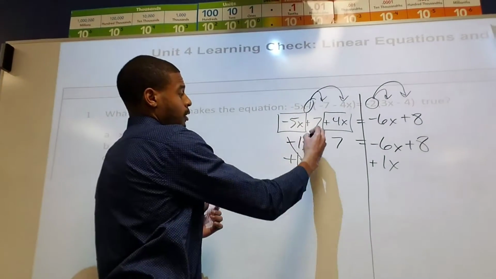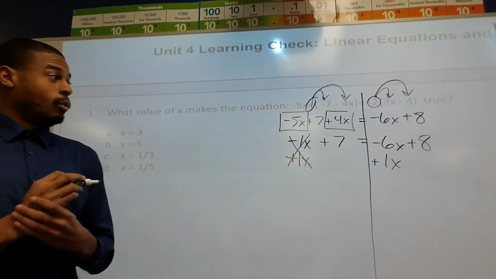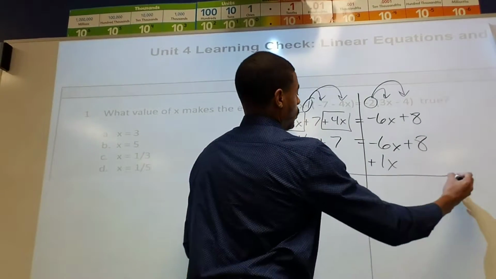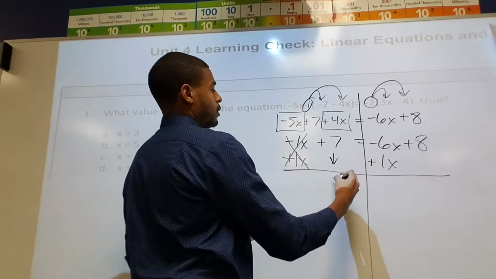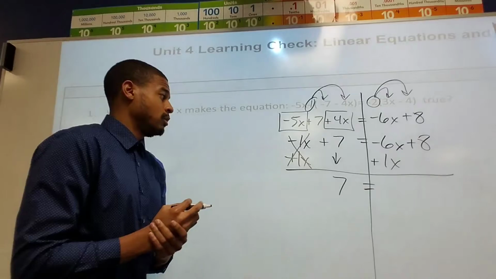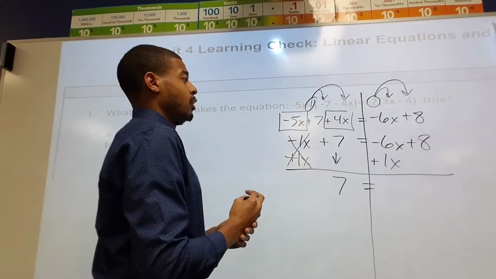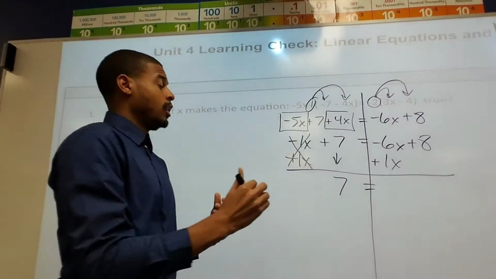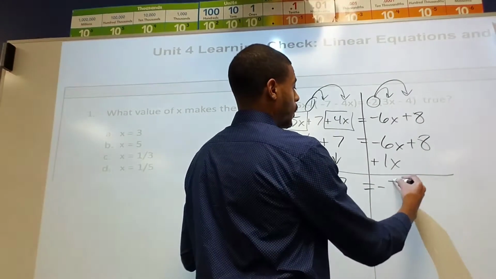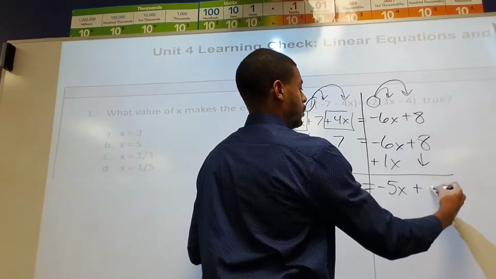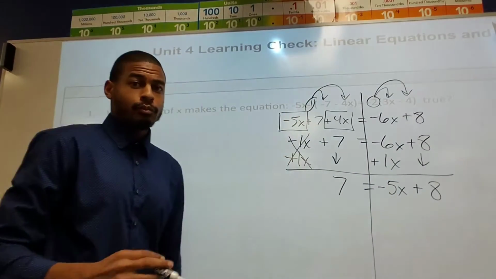So the negative 1x and the positive 1x cancel out. We're going to move down the positive 7. Now positive 7 is going to be equal to negative 6x plus 1x, which is negative 5x, as we have more negatives than positives. And we're going to bring down this positive 8.